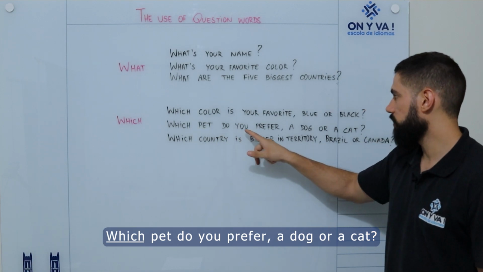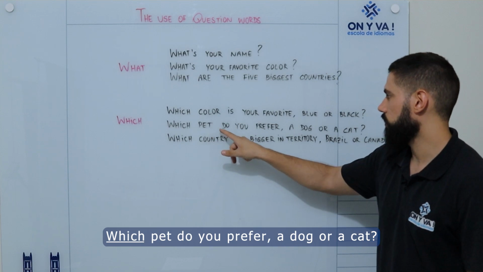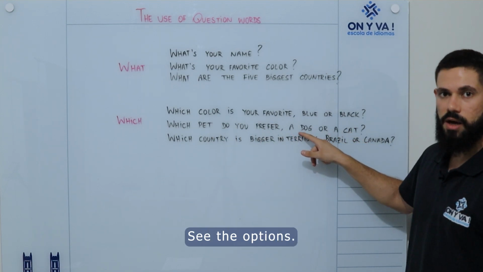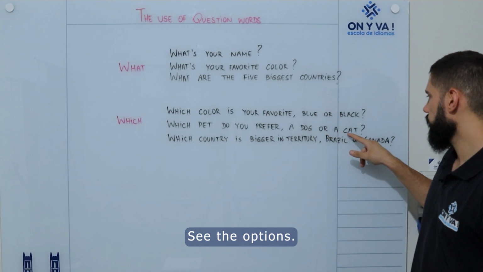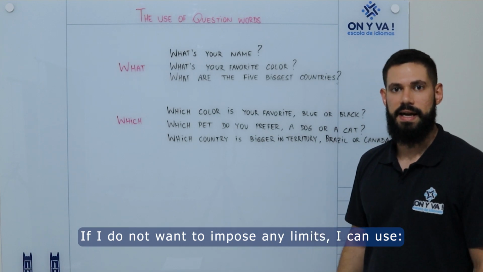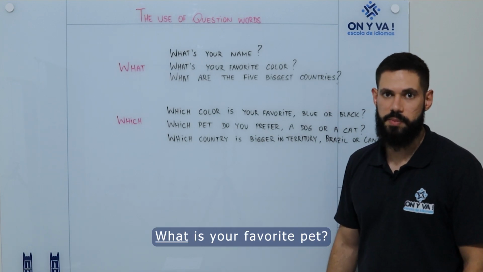Which pet do you prefer, a dog or a cat? See the options? If I don't want to impose any limits, I can use what is your favorite pet?